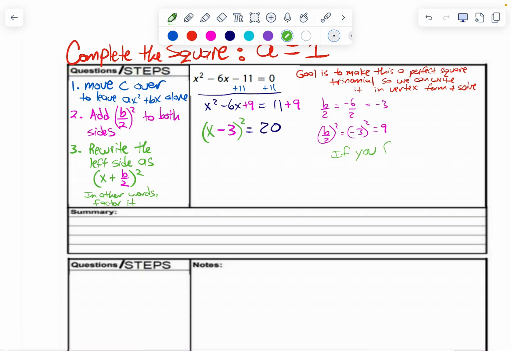And if you want to write this out, if you factor x squared minus 6x plus 9, and you can do this on your own if you need to, you'll get x minus 3 times x minus 3, if you do the star, which is x minus 3 times itself, or x minus 3 squared. Okay? And then the last step is to move the other side back over, in this case the 20.